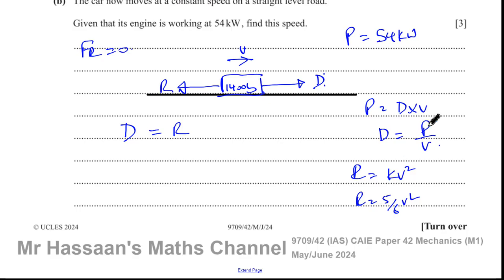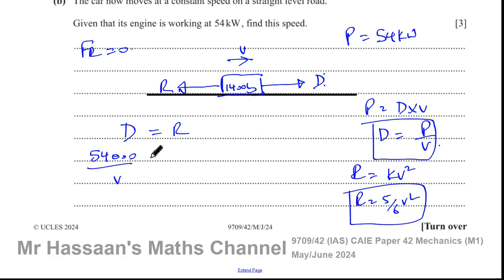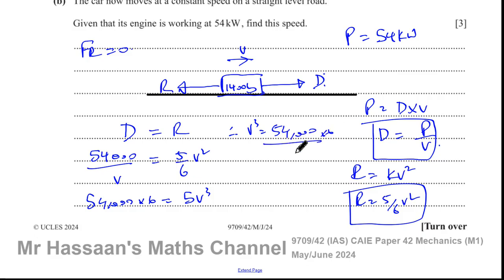So I know that these two are equal to each other. The driving force is equal to R. And we know that P is 54 kilowatts. So we can say 54,000 over V is the same as 5/6 V squared. If you rearrange this equation, we're going to have 54,000 times 6 is equal to 5V cubed. So therefore V cubed is equal to 54,000 times 6 over 5.